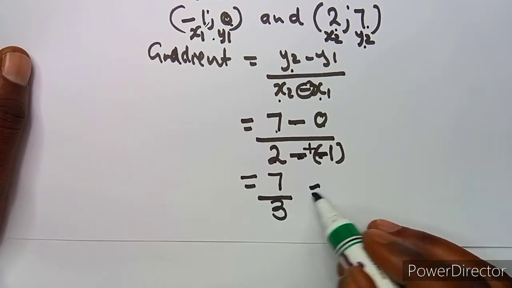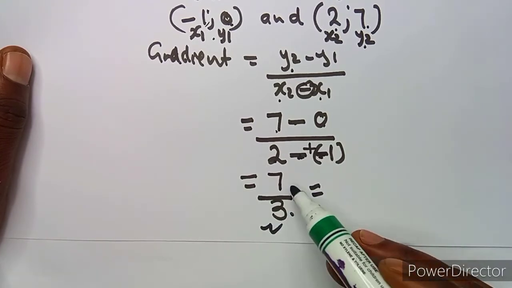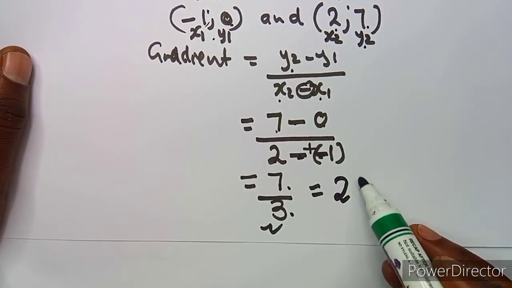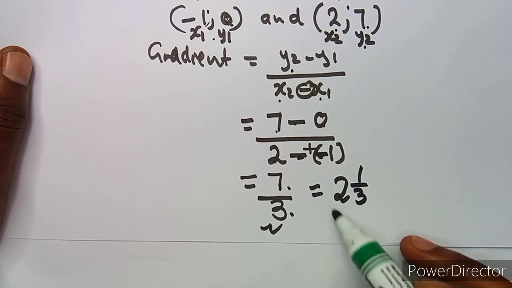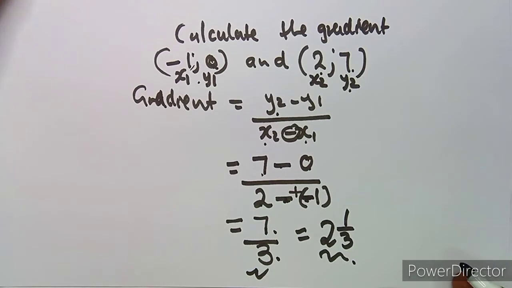So the gradient, you can leave your answer like this as an improper fraction, it's fine, or you can divide 3 into 7, that is 2 remainder 1 over 3, so it's 2 and a third. So that is what you're going to have as the gradient there.